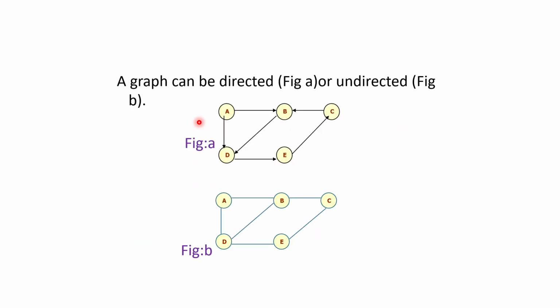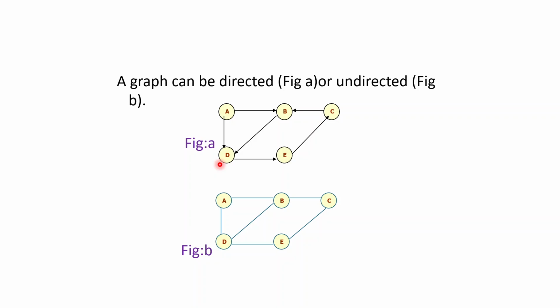So what does adjacent node mean here? If I have a connection between A and B, so for A, the adjacent nodes are B and D. Since I have a connection, the adjacent nodes are B and D. So these are called adjacent nodes.